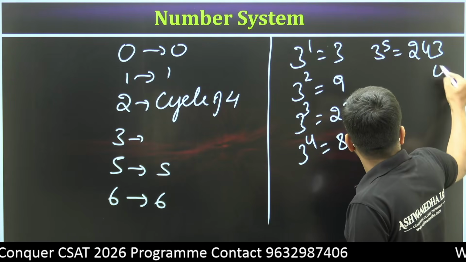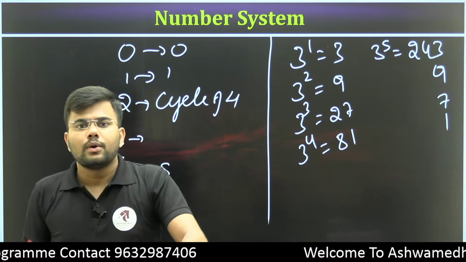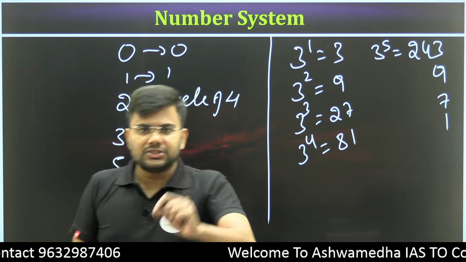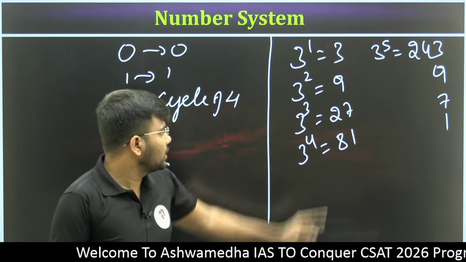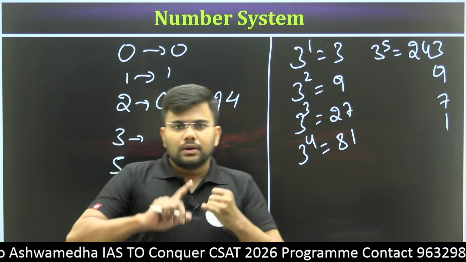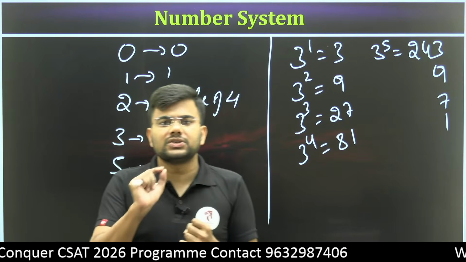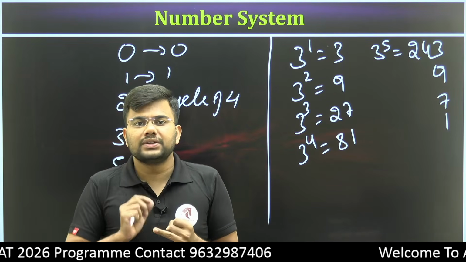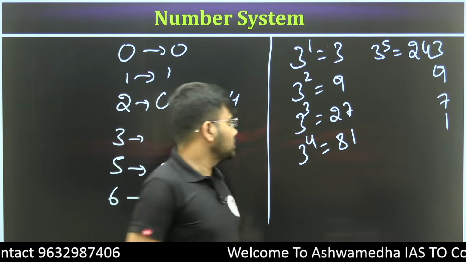Again, 3, 9, 7, 1. The unit digit of 3 also repeats in a cycle of 4. Now we have 2: if the digit in the units place is 2, it repeats in a cycle of what? 4. If it is 3, it repeats in a cycle of what? 4. I hope it's clear.